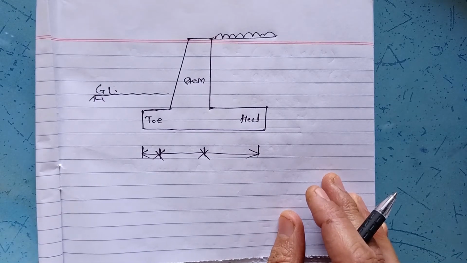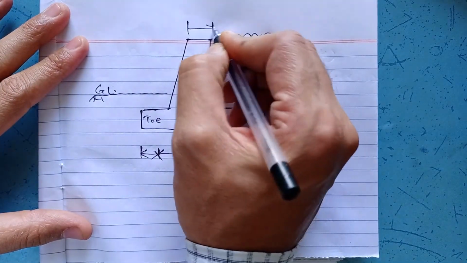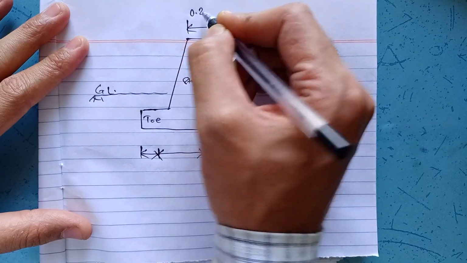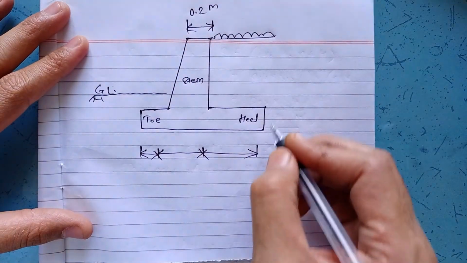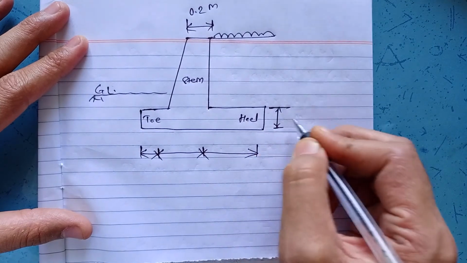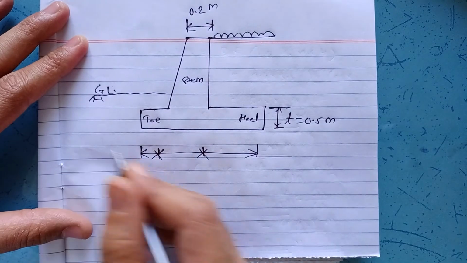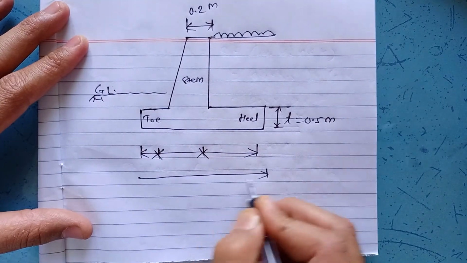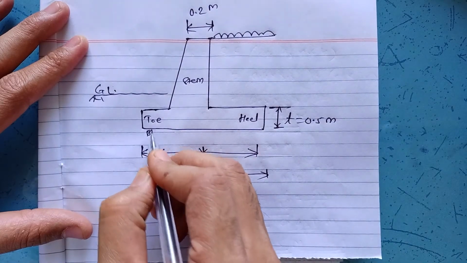Now we have calculated some preliminary dimensions. Let us have a look. As per thumb rule or standard condition, minimum width of the stem at the top will be 0.2 meter. Thickness of the base slab we have calculated as 0.5 meters. Width we have calculated in all total as 3 meters, and width of the toe will be B by 3.